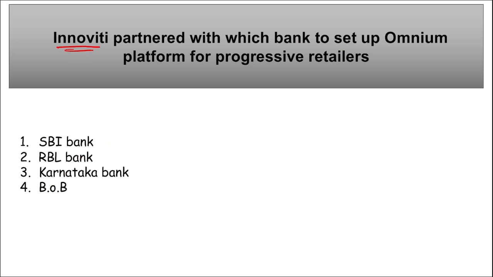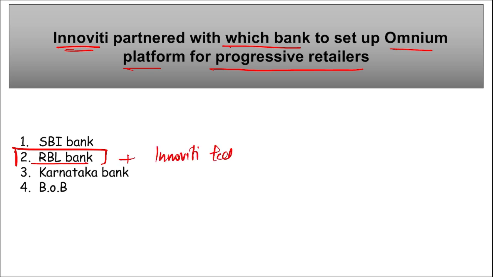Next, Innoviti, right? This is the name of an organization, correct? This is Innoviti Private Limited. So they have partnered with which bank to set up Omnium platform for progressive retailers? So remember, it is RBL Bank, correct? Innoviti Tech Private Limited. They partnered with which bank? They partnered with RBL Bank. RBL Bank is correct.